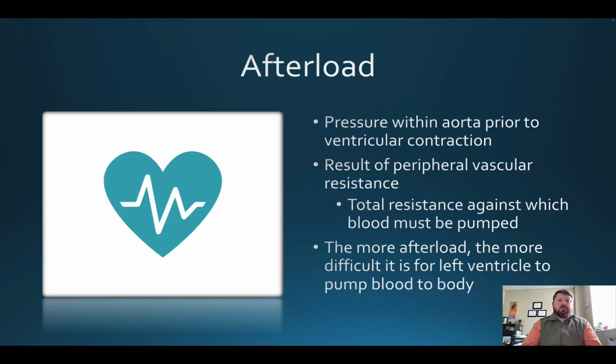Afterload would be the pressure within the aorta prior to ventricular contraction. So essentially, it's going to be the amount of pressure that the left ventricle has to overcome in order to push blood out of the left ventricle into the aorta and allow the aorta to transport the blood to the rest of the body. This is a result of peripheral vascular resistance. So you can think of afterload and peripheral vascular resistance as very similar, which is a total resistance against which the blood must be pumped. The more afterload, the more difficult it is for the left ventricle to pump blood to the body.